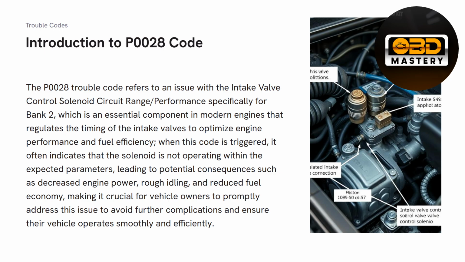The P0028 trouble code refers to an issue with the intake valve control solenoid circuit range performance, specifically for Bank 2. It's an essential component in modern engines that regulates the timing of the intake valves to optimize engine performance and fuel efficiency. When this code is triggered, it often indicates that the solenoid is not operating within the expected parameters, leading to potential consequences such as decreased engine power, rough idling, and reduced fuel economy, making it crucial for vehicle owners to promptly address this issue to avoid further complications and ensure their vehicle operates smoothly and efficiently.